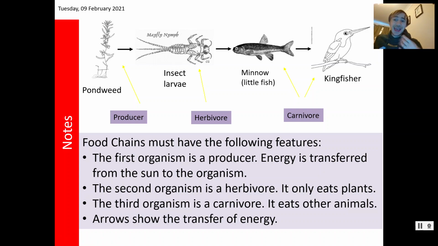It's showing the energy moving from one organism to another organism. Energy transfer. Energy is not transferred from the fish into the insect. It's transferred from the insect into the fish. And I promise there'll be at least one person who still draws it the wrong way round.